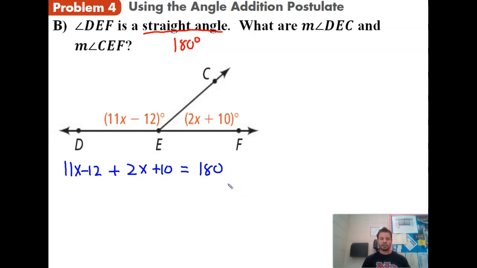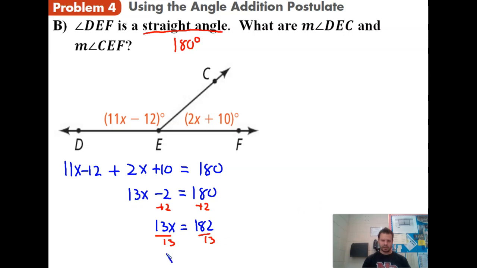From there we can combine like terms. 11x plus 2x is going to give me a 13x, and negative 12 plus 10 is going to give me a negative 2, equals 180. I can then add 2 to both sides. That'll give me that 13x is equal to 182. And then divide both sides by 13. And we end up with x equal to 14.